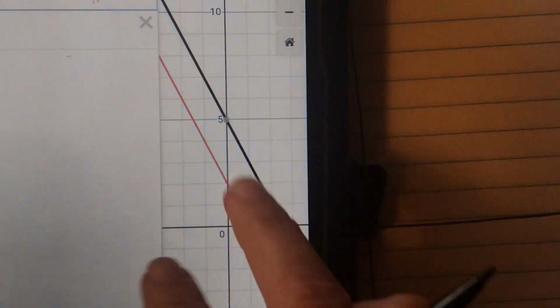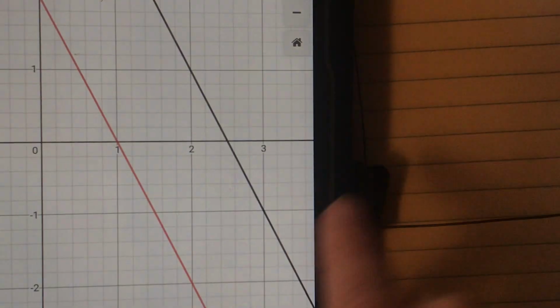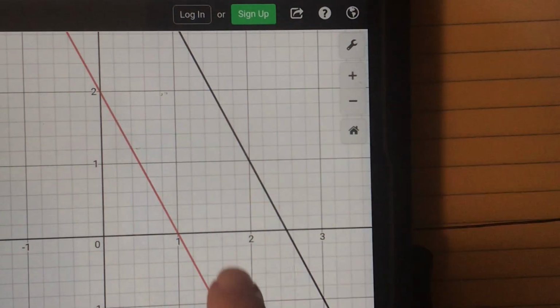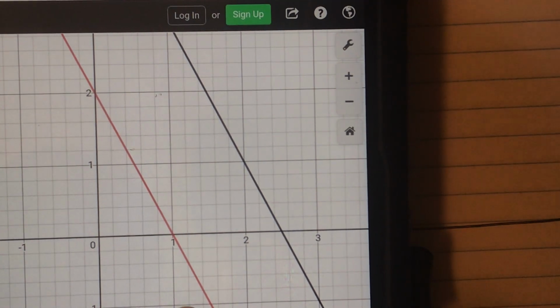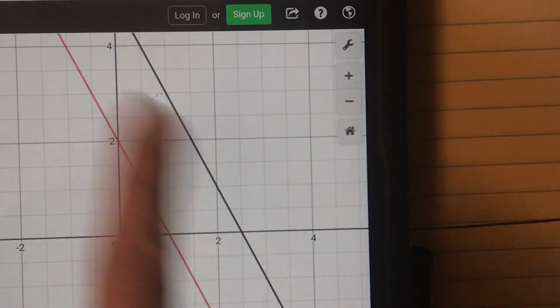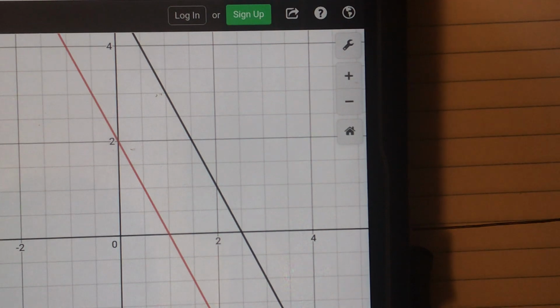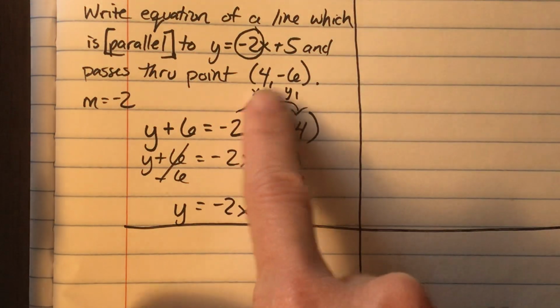And of course the point, oh, it was (4, -6). I was pointing at (4, +6) a minute ago. All right, so I just want to make sure, is this parallel? Yes, they are parallel to each other. And the other thing is that it had to go through the point (4, -6).